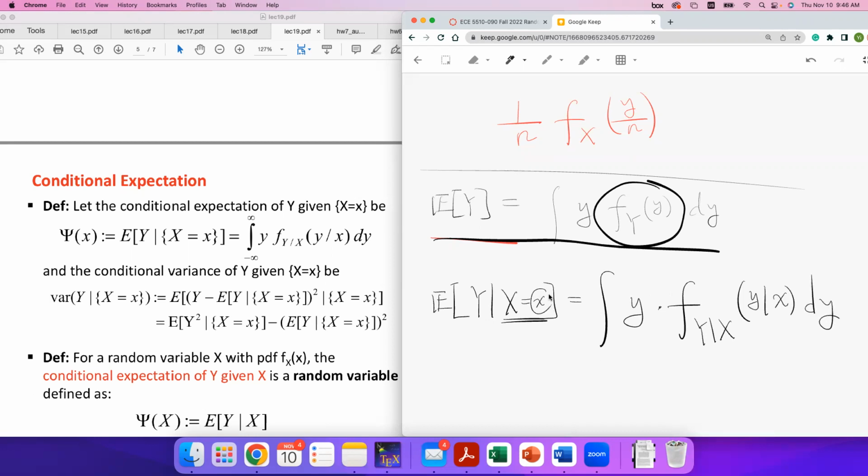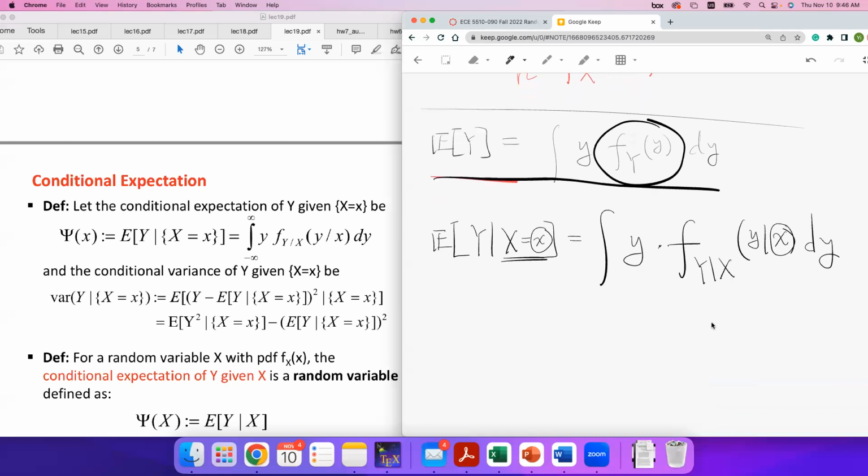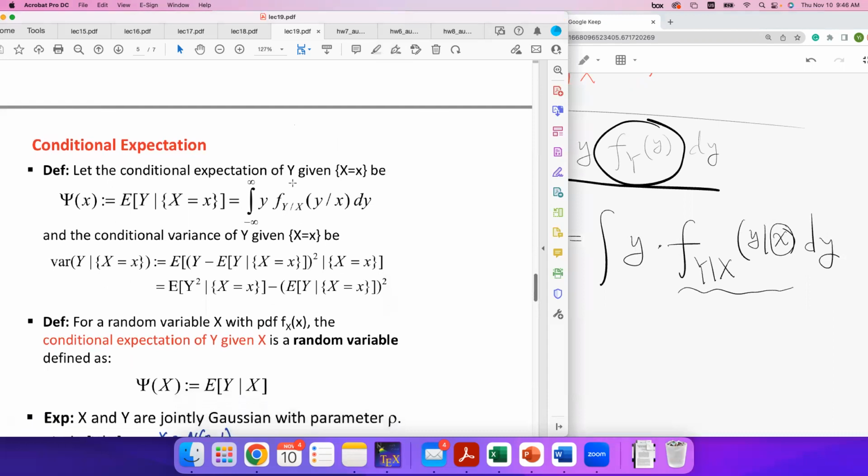Right. So the small x is given. So here, this one's given. So this density will be something depending on x. And then we are integrating y times such density over all the realizations of y. So this is a definition of conditional expectation.